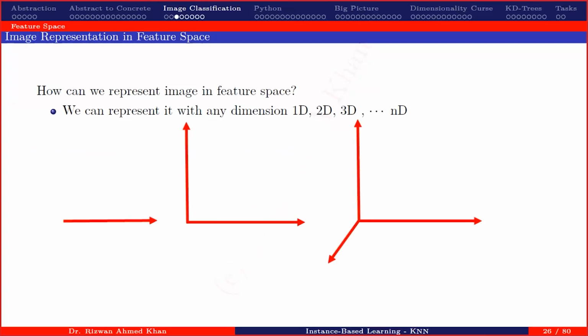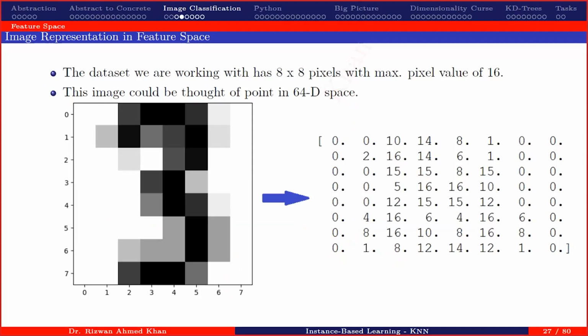The problem was how we can represent an image in our feature space. So we could have n-dimensional feature space. Usually we are used to looking at two-dimensional and three-dimensional spaces, but it's difficult to visualize more than three dimensions. Mathematically, though, it's possible to have n dimensions, 1,000 dimensions, 100,000 dimension feature space. And if we don't have a feature extractor, then we can simply use pixel values as features, and this is what we did in our last class as well.